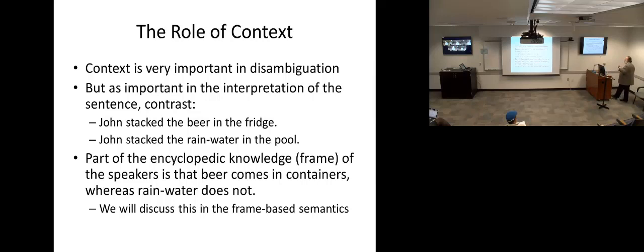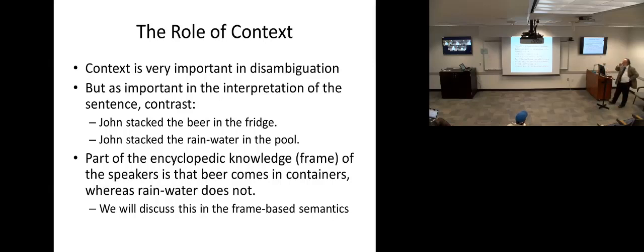However, context is also very important in understanding what the sentence itself means, okay? Why? Because as it turns out, there is more to the meaning of words than just the meaning of words, okay? And this is what we're going to talk about more in the fifth part of the lecture, okay? So for right now, we're just going to leave it to this example as a teaser for the transition to the role of context in the lexicon.